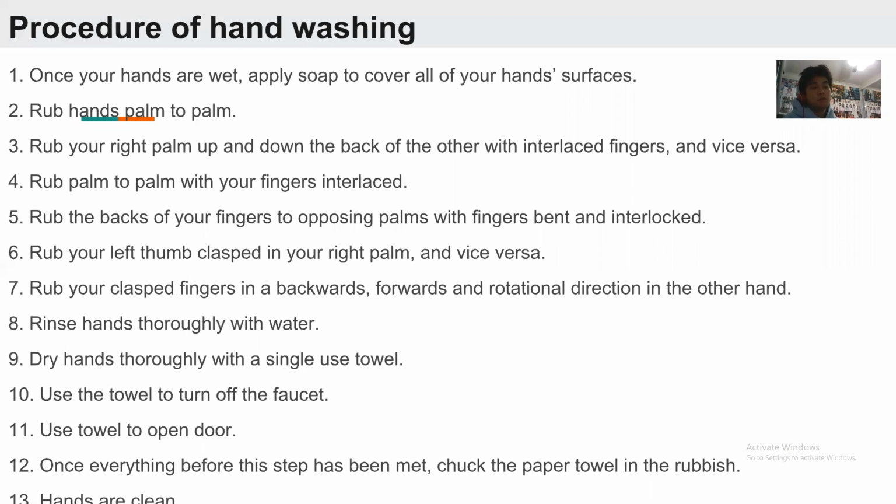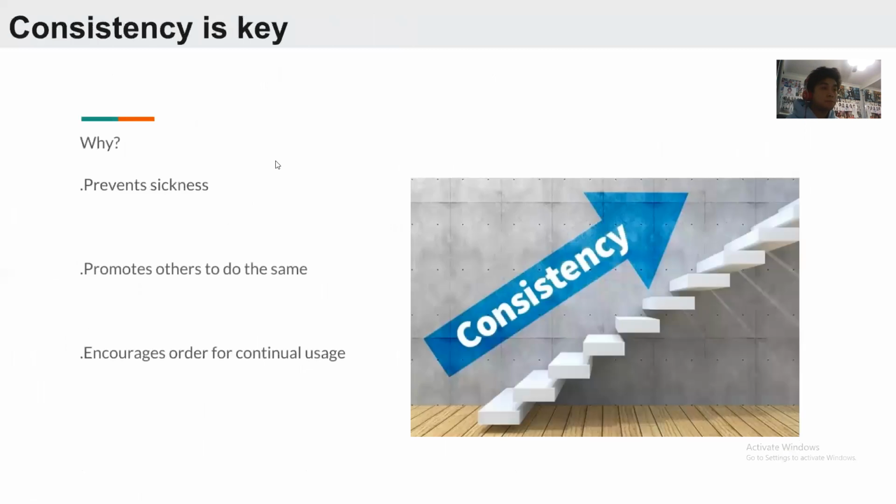Now you would also want to wash your thumbs and then make sure that your hands are rinsed thoroughly with the water. And after it's all clean, you dry your hands thoroughly with a towel or just blow drying your hands. After you make sure that everything in these steps has been met, you chuck the paper towel into the rubbish, unless you use the blow dryer. And after that, your hands are essentially clean. So it's not too hard to wash your hands.